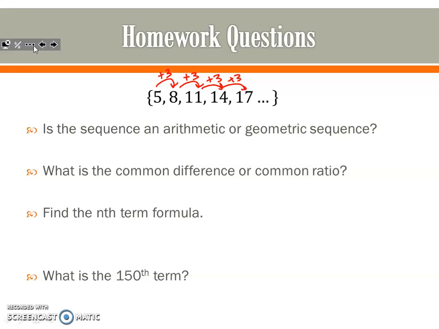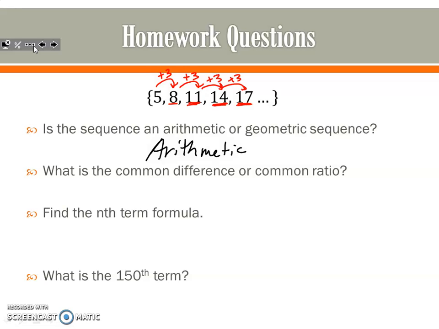Okay? One way you can check that is you can take the term minus its previous term. So the term 17 minus the previous term, 14, is 3. Do the same thing, term minus its previous term, 14 minus 11, 3. 11 minus 8, 3. Okay, so it's got 3 every single time. So is it arithmetic or geometric? Well, since it's adding, this one is arithmetic.